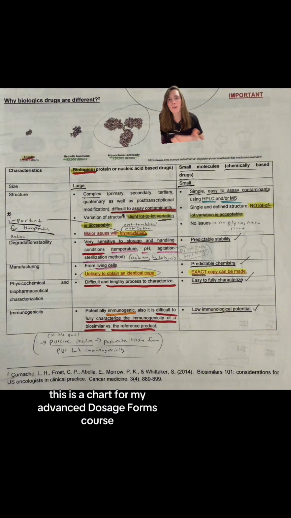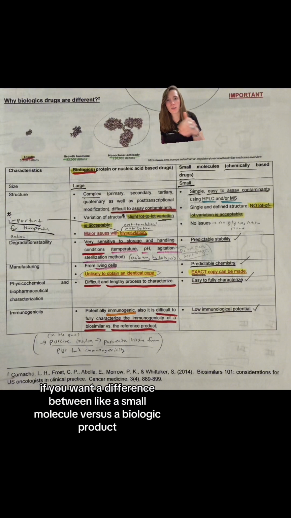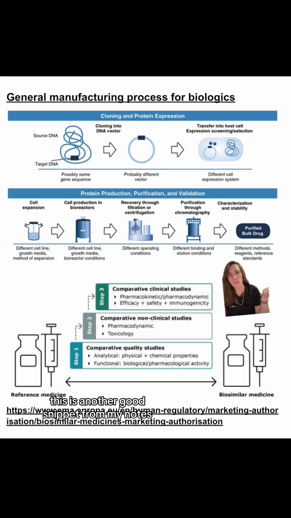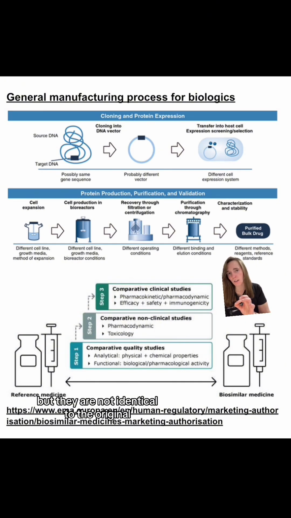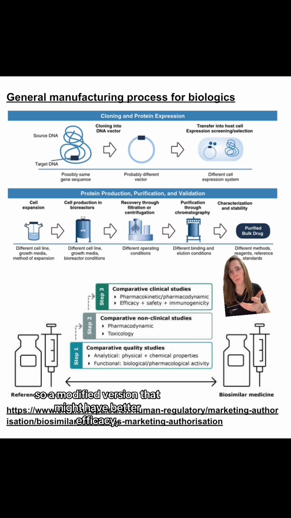This is a chart from my advanced dosage forms course if you want a difference between a small molecule versus a biologic product. This is another good snippet from my notes. A random thing on my mind that I'll mention with biologics is something called a biobetter. Biobetters are in the same drug class of an existing approved biologic, but they're not identical to the original and are engineered with some improvements. So a modified version that might have better efficacy, selectivity, or stability compared to the original drug.